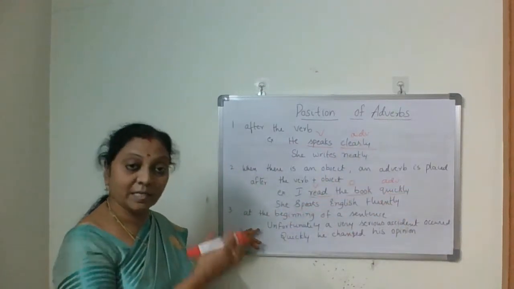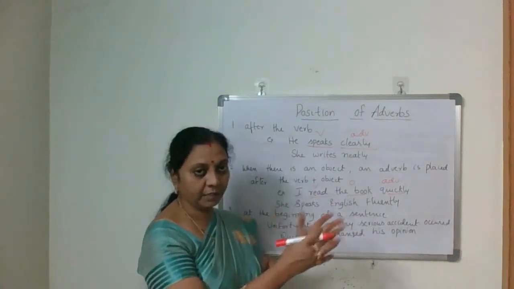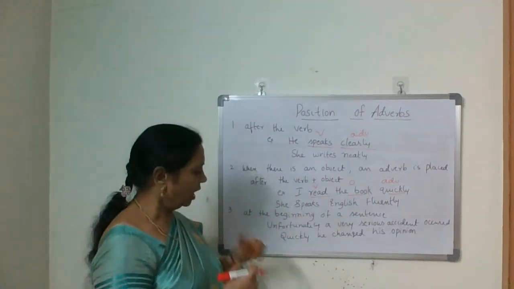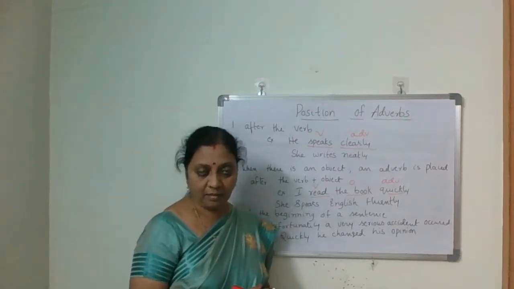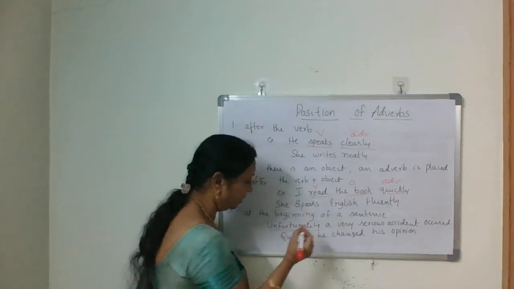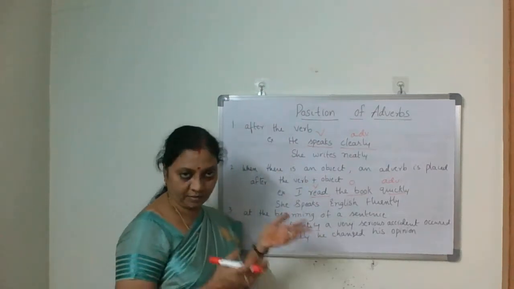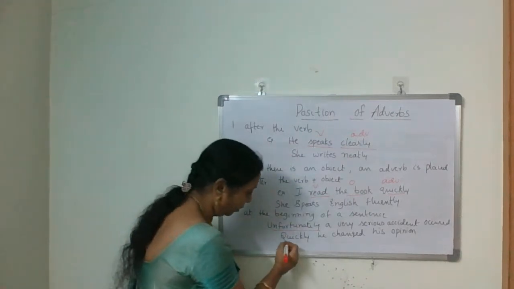Then third one, at the beginning of the sentence itself, we are using adverb. At the beginning of the sentence only we are using. Unfortunately, a very serious accident occurred. Unfortunately, again it is an adverb and we are using it in the beginning only. Unfortunately, an incident took place. A serious accident occurred. Quickly, he changed his opinion.